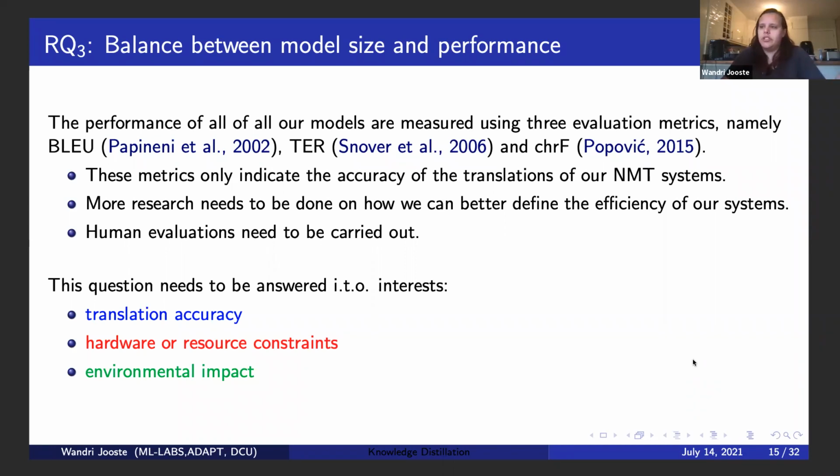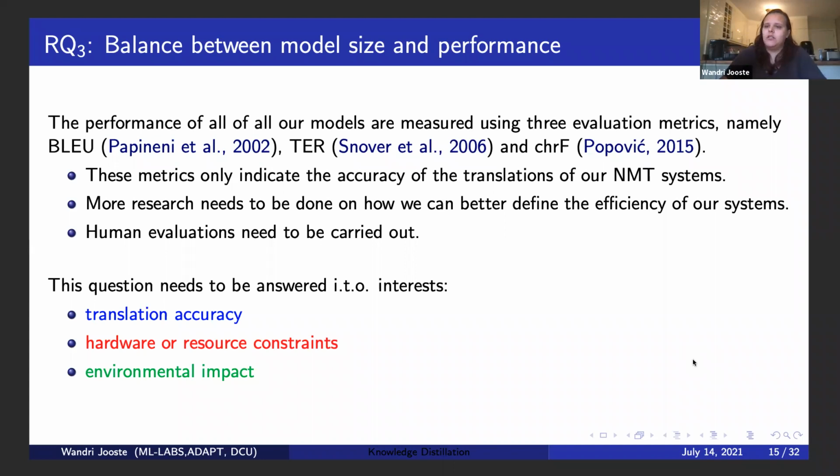We need to do some more research on how we can better define the efficiency of our systems. And then also, we need to use human evaluations to see how much of a difference there actually is between translation quality. And then this question also needs to be answered in terms of the interests of, let's say, different people.